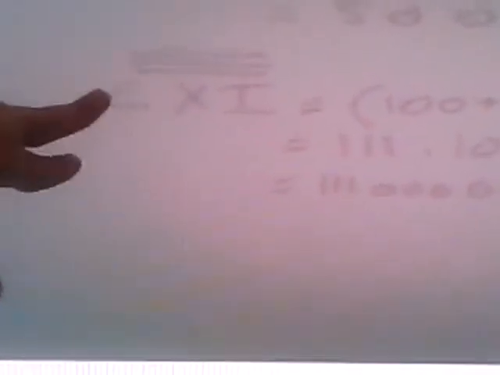We have here the second example. We have C, X, and I, with 3 lines on top. So the C is 100, the X is 10, and the I is 1. We multiply them by 1,000 to the power of 3 because we have 3 lines. So the total is going to be 111 times 1,000 to the power of 3.